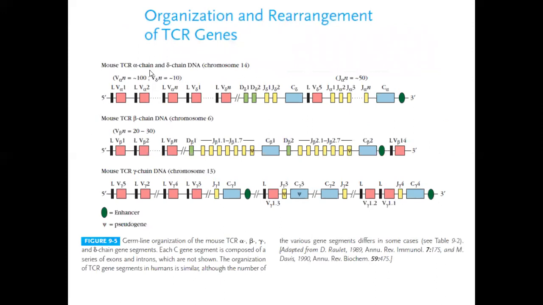So the alpha chain, beta chain, gamma chain. Okay. So these are the locations: chromosome 14 is given, chromosome 6 and chromosome 13. So this is in case of the mouse. Okay. So next, this is just the germline DNA given.